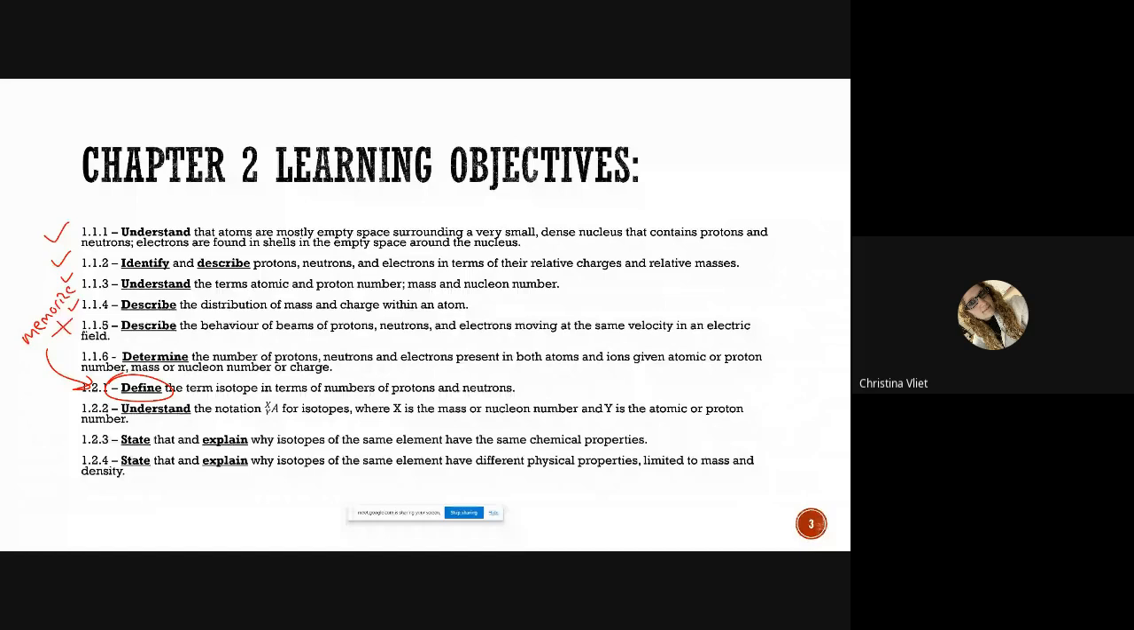Determine the number of protons, neutrons, and electrons present in both atoms and ions. This is the bell work. If you remembered the bell work on your own, like how to do that process, put a check. If you did not remember that, put an X. It means you have to review it. Do you know off the top of your head what an isotope is?